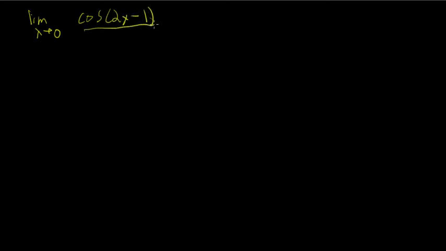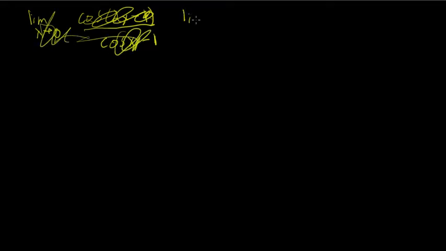So we're going to work another problem here. And this one's going to be the limit as x tends to 0 of cosine of 2x minus 1 divided by cosine of x minus 1. Or sorry, this is going to be the limit as x tends to 0 of cosine of 2x minus 1 divided by cosine of x minus 1.